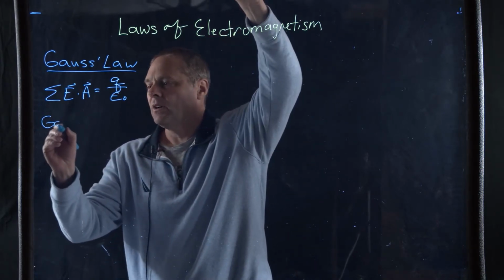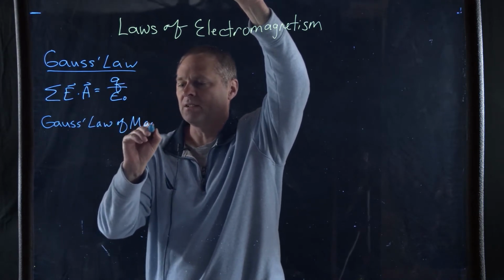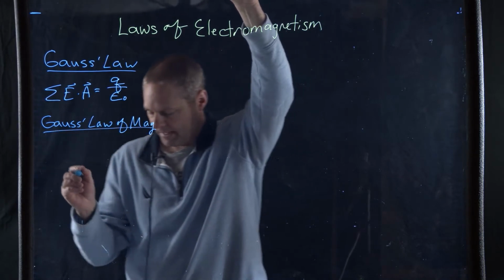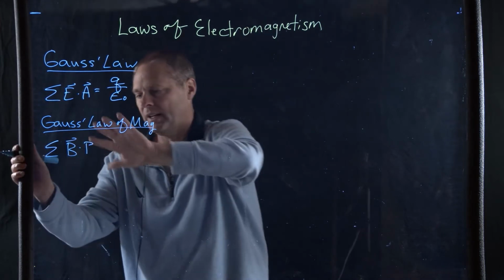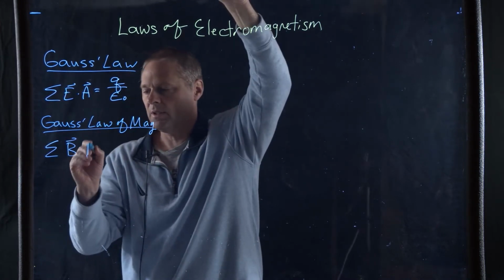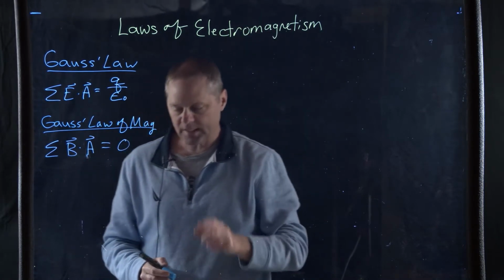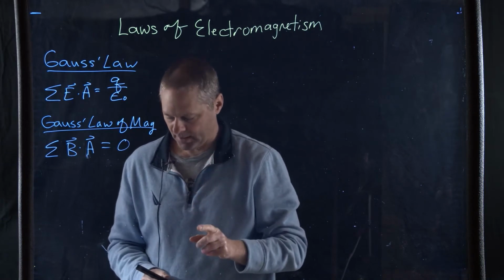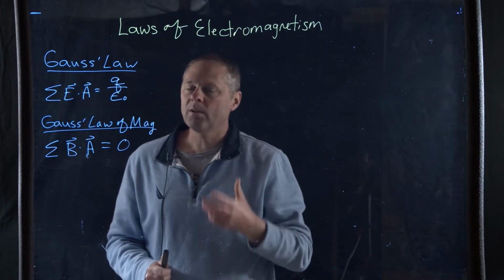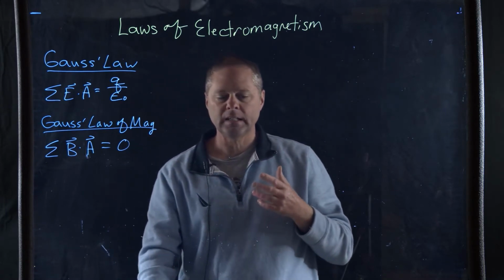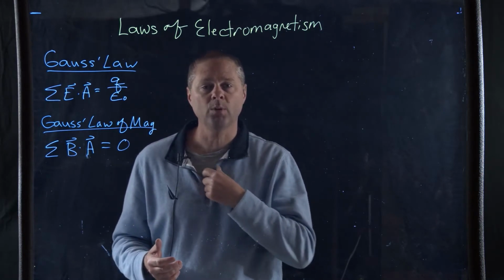The next one was Gauss's law of magnetism. And this is the sum of the magnetic field, oops, not A, I just said that, times the area is equal to 0. And what this says is that the net magnetic flux through a closed surface is going to be 0. What this law does is it says that a magnet has to be a dipole. You cannot have a monopole magnet. A monopole magnet will not exist.